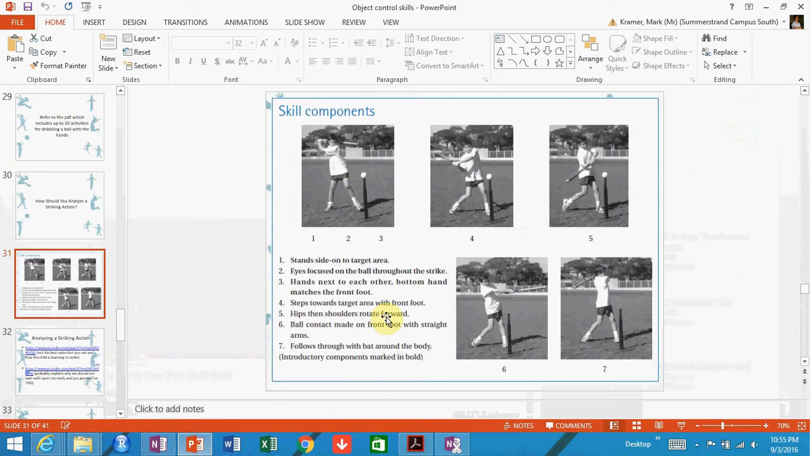Hips then shoulders rotate. They didn't do that, they kept their arms straight and they just used their upper bodies and not their lower bodies. Ball contact made on the front foot with straight arms. So you want the arms to straighten towards the end, but you definitely don't want the arms to be straight throughout the hit. And then follows through with the bat around the body. So same as with the throwing action, dissipating that momentum.